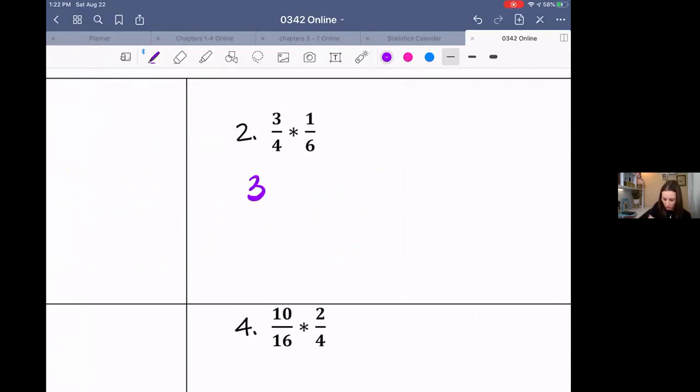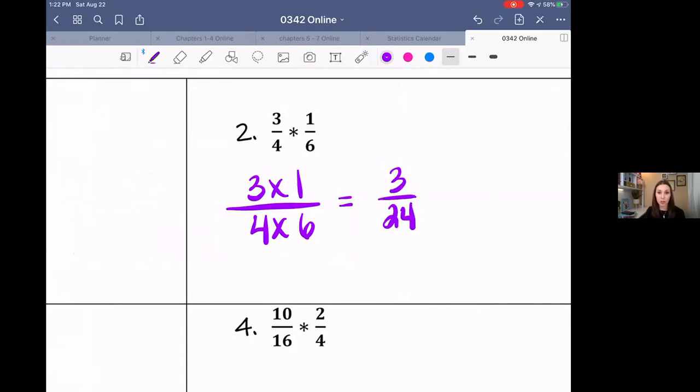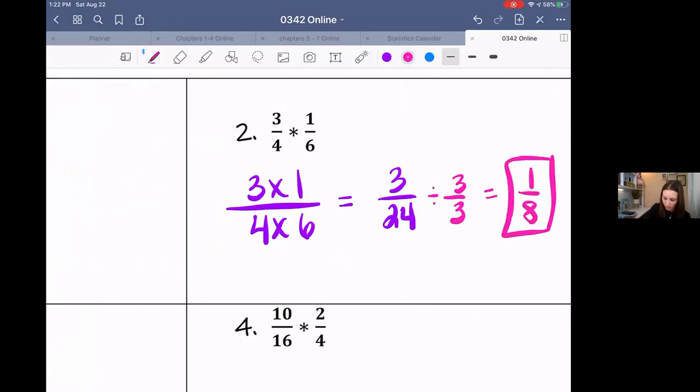Same thing, straight across on the top and the bottom, numerator, denominator. 3 times 1, 6 times 4. 3 and 24 are both divisible by 3. So you're going to divide the top and the bottom by 3 to get 1/8. So that is the simplified answer of this problem.